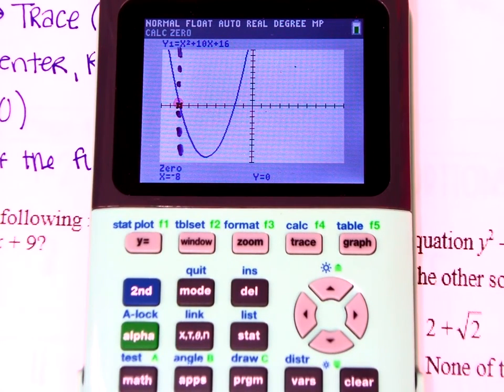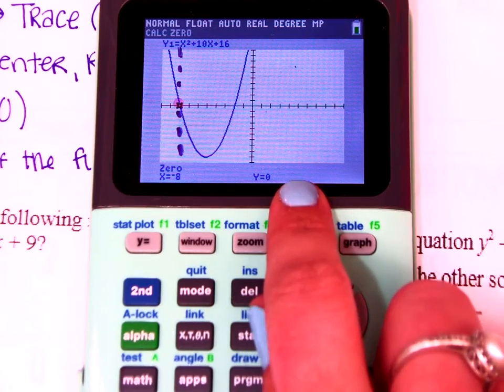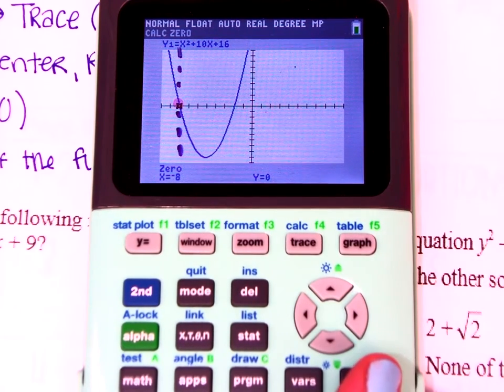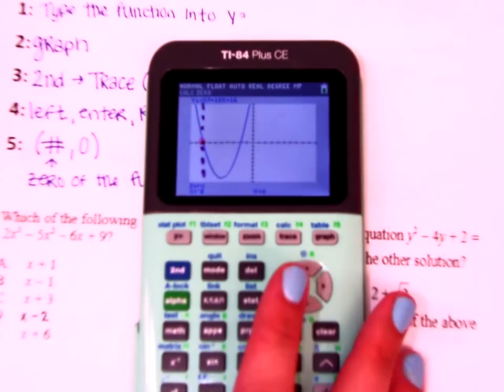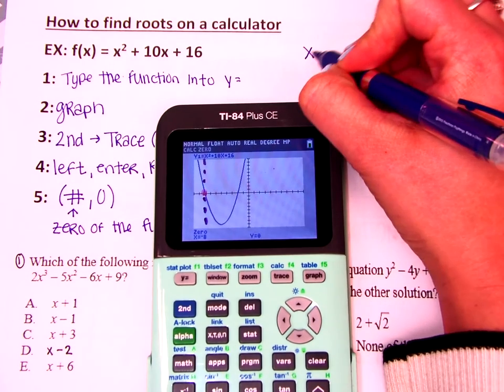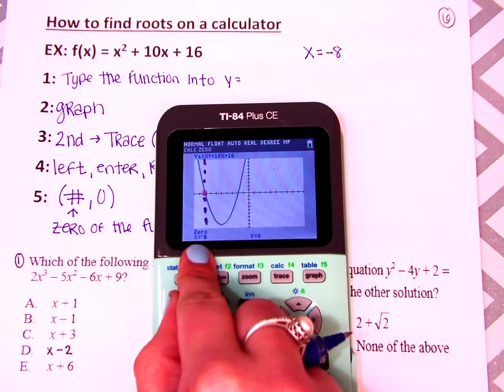And it now tells you the 0 is -8, 0. So to find our answer, it crosses the x-axis at -8. I'm going to zoom out just a little bit, and I'm going to write the 0 up here. We got x equals -8. That is our 0, -8.